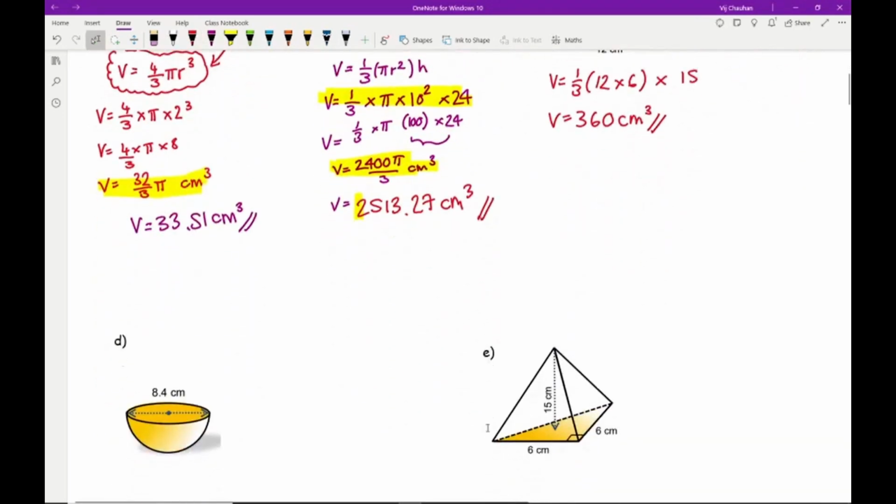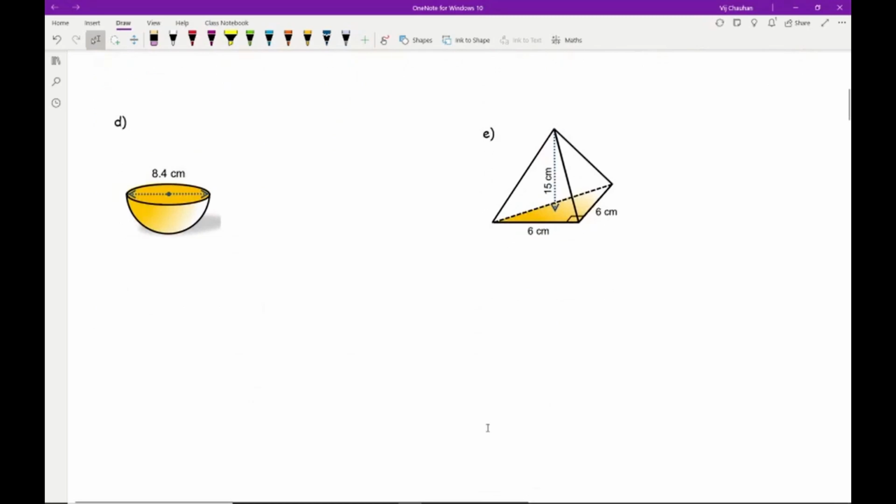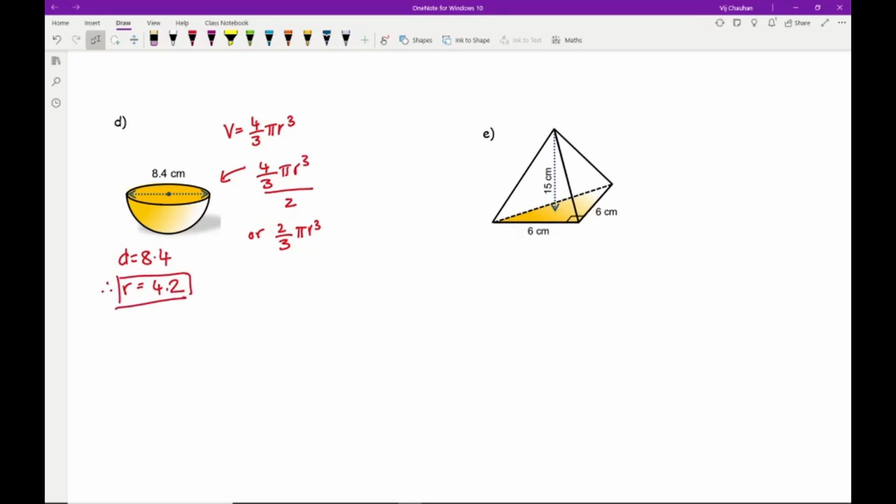And then moving on to two more obscure shapes. Here we've got a hemisphere. Looking at the volume of a sphere, that's going to be 4 over 3 pi r cubed. So the volume for this shape is going to be 4 over 3 pi r cubed over 2, or I could use it as is, 2/3 pi r cubed. It doesn't matter which variation you do, but the key thing to note in this question is that we know the diameter is 8.4, so therefore the radius is 4.2, because remember, the radius is what information I need to take out from this to work out its volume.